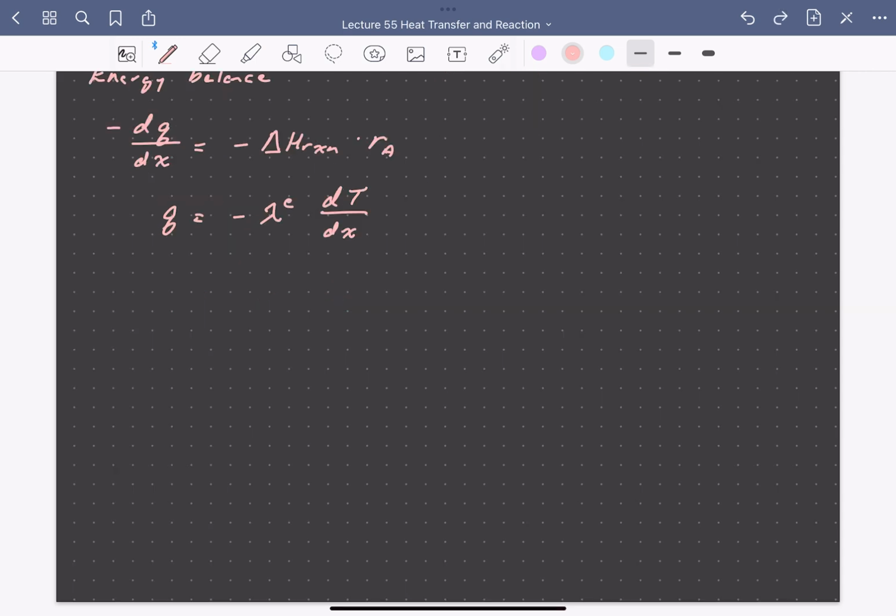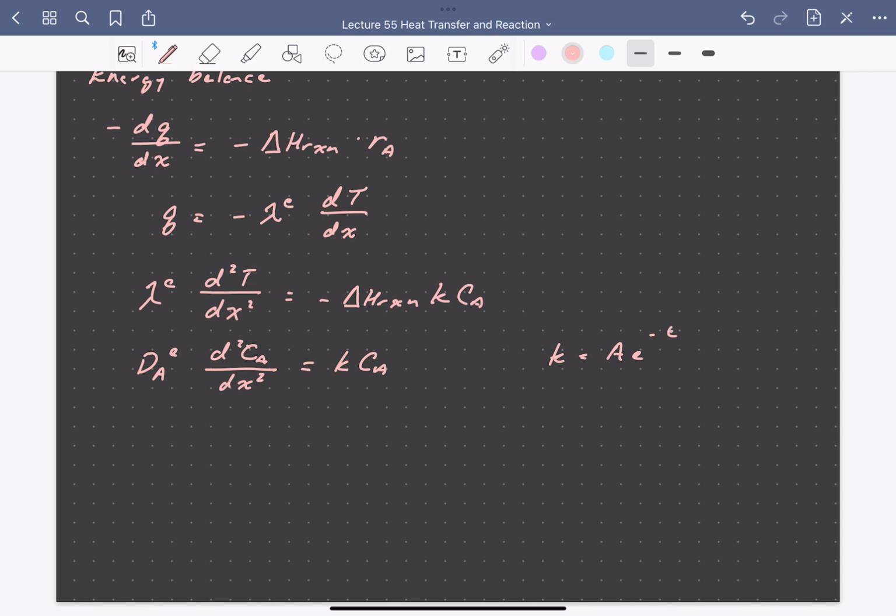Plugging in this expression for our heat flux into our energy balance, we can come up with this second order differential equation to describe changes in temperature. So this energy balance can be coupled to our material balance. We can write our rate constant in some Arrhenius type relationship as a function of temperature, and then these two balances can be solved simultaneously.